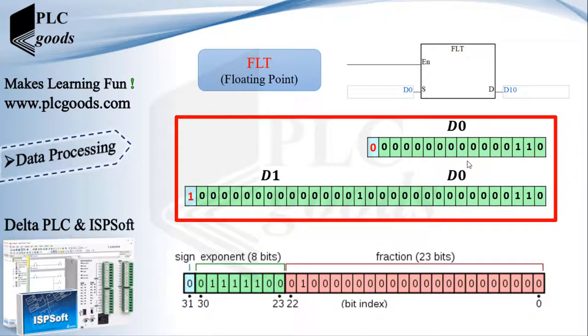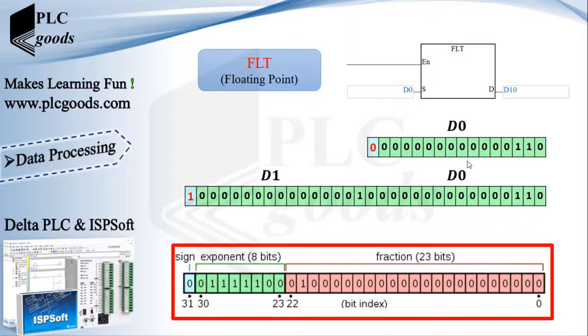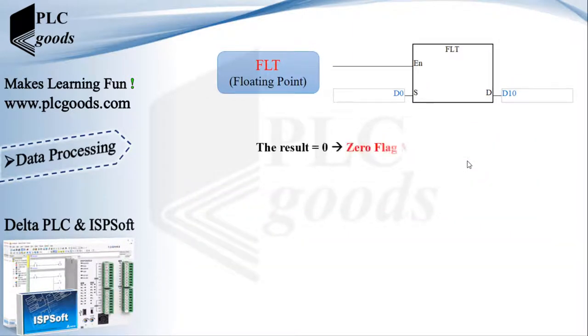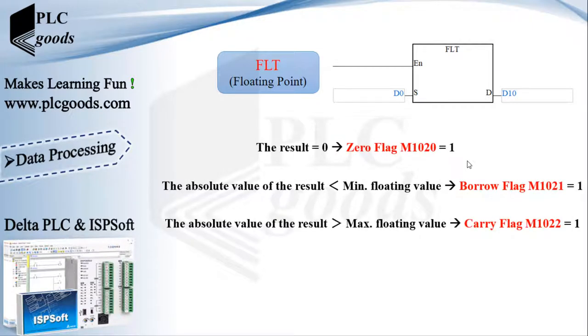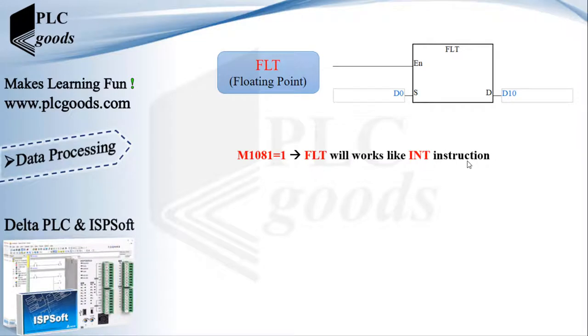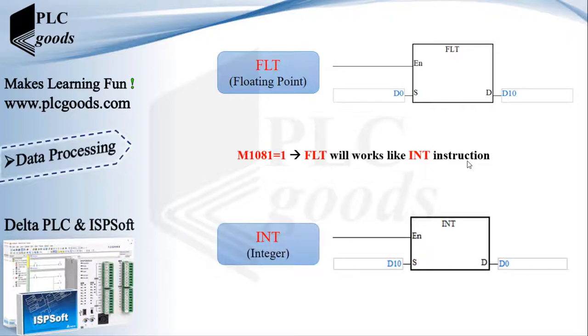The FLT instruction can be used to convert an integer number, stored on 16 or 32 bits, to its floating point form. Note that the result of this instruction can change three special memories: zero, borrow, and carry flag. I explained them before. It also uses another special memory, M1081. If it's equal to 1, the FLT instruction will work inversely, like the INT instruction. This instruction converts real numbers to integer numbers, by omitting their fraction parts. The INT instruction uses 16 bits to store the result, and the DINT instruction uses 32 bits.